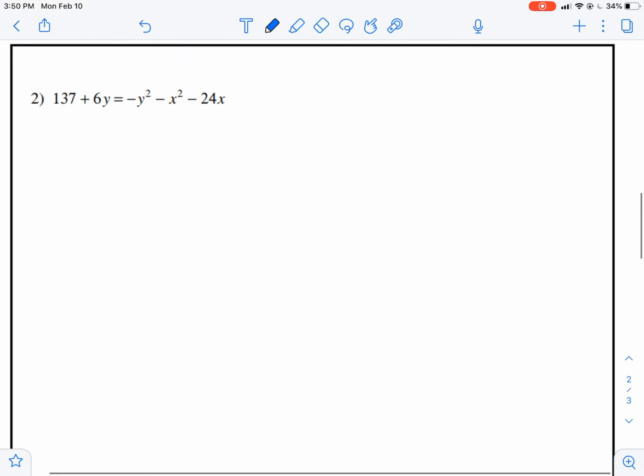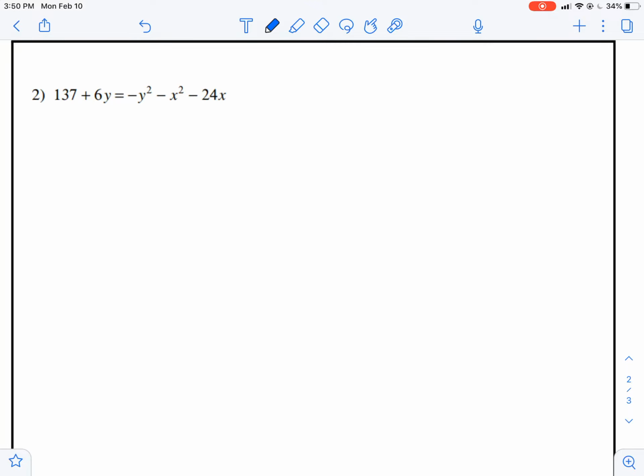Again, the key is to move your x's and y's over to the same side and your number to the right side. So x's and y's to the left, numbers to the right. So I'm going to move my y squared, and let's see, I'm going to go ahead and erase that. So I'm going to move my x's first. That way there are x's and then y's. So x squared plus 24x.